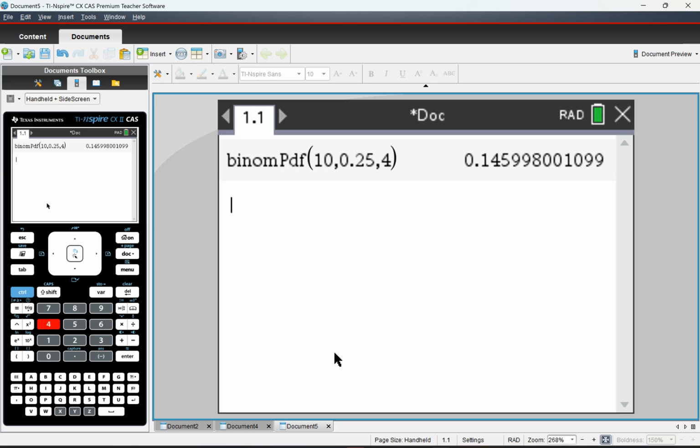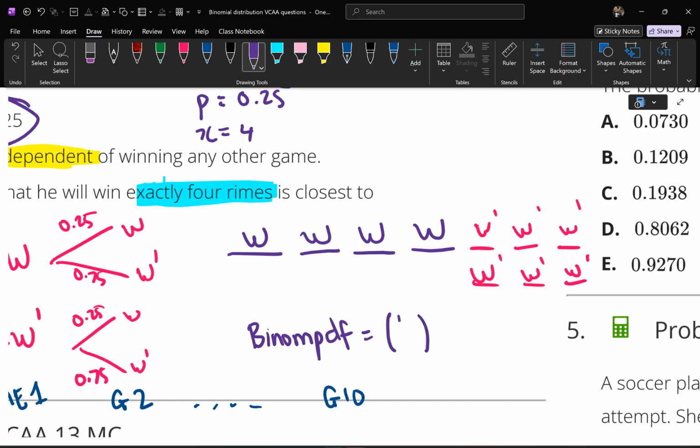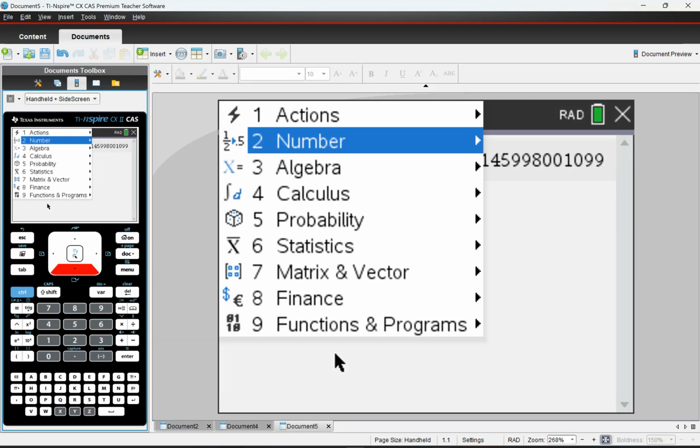Okay, so as you're doing this, learn to use that PDF function. Again, if you wanted to do it by hand, the rule would have been n, which is 10. You want 4 wins. Probability of success is 0.25. You need 4 of them. And probability of failure would have been 6. That would have worked as well. So if you did this by hand, that's what you would have got.